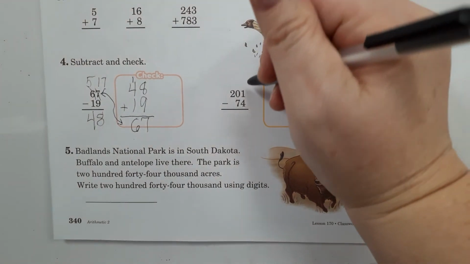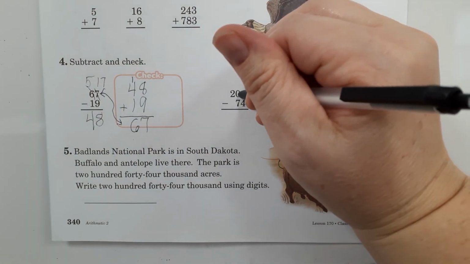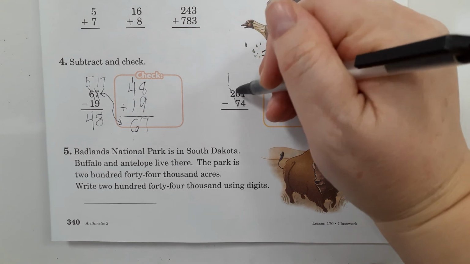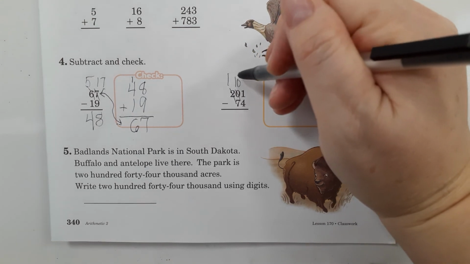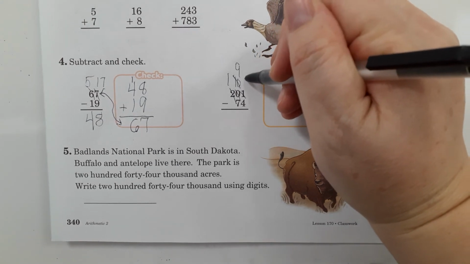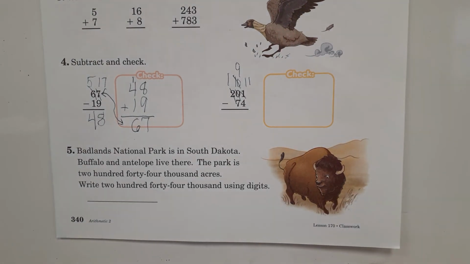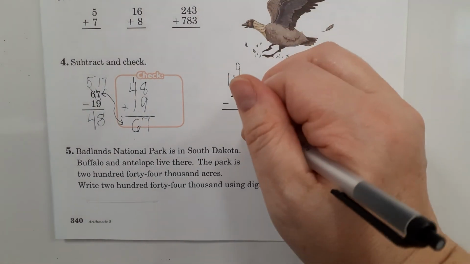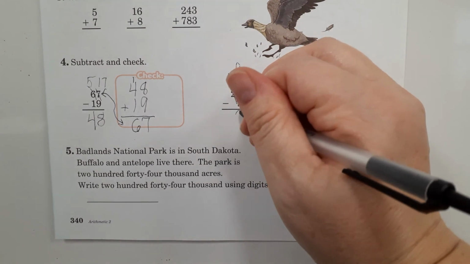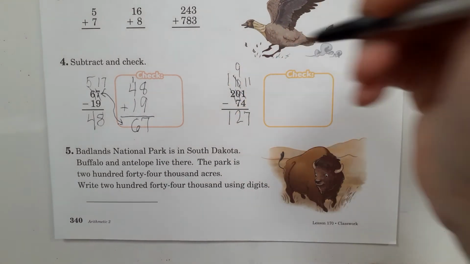1 minus 4, can't do that. You have to borrow. You can't borrow from a 0. You have to borrow from the 2, make it a 1. The 0 becomes a 10. Borrow from the 10, make it a 9, and now you can have 11 here. 11 minus 4 equals 7. 9 minus 7 equals 2, and 1 minus nothing equals 1.